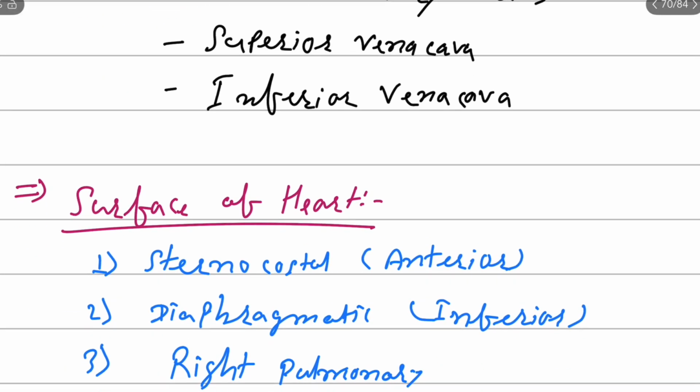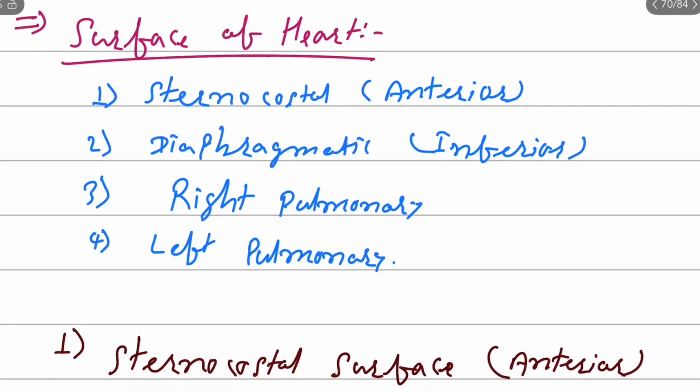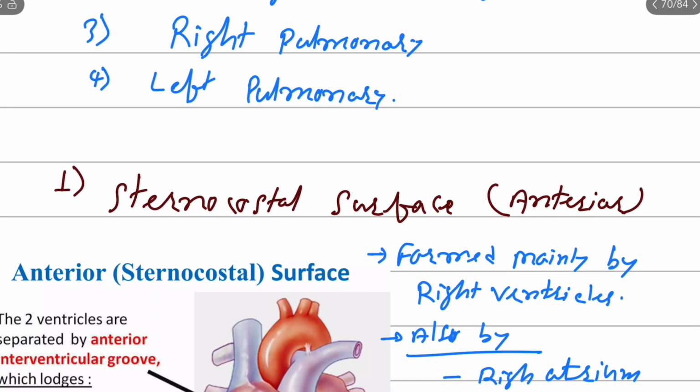Now I will discuss the surfaces of the heart. There are four surfaces of the heart. First is the sternocostal surface, also known as the anterior surface of the heart. Then the diaphragmatic surface, also known as the inferior surface of the heart. And the left and right pulmonary surfaces of the heart.